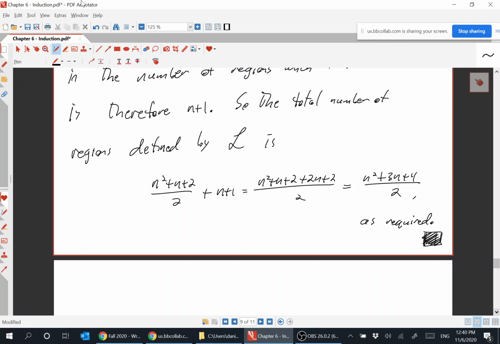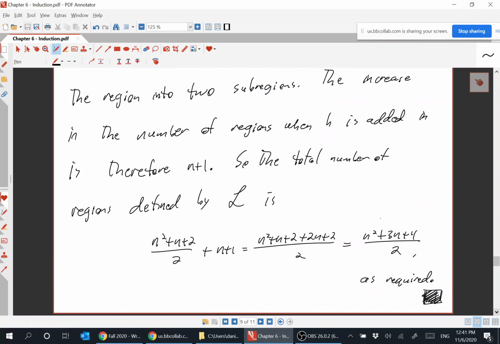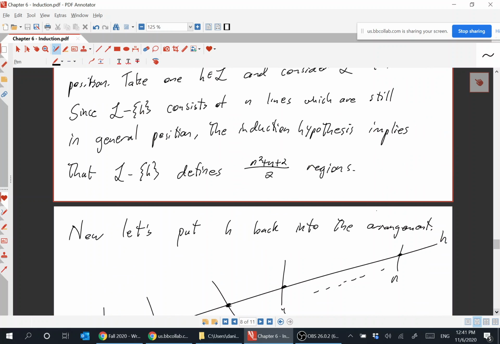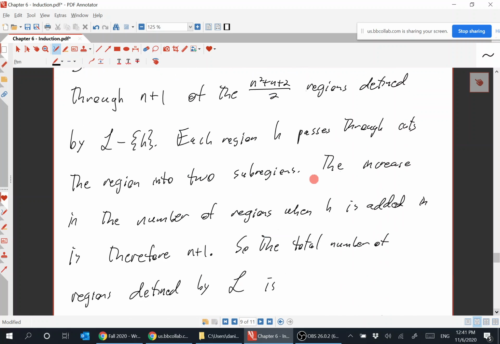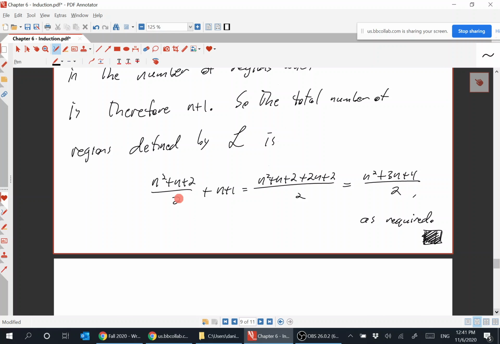Right, that's what we were looking for. That quantity, this polynomial, is right. All right, we wanted that n plus 1 lines gave you this many regions, where this polynomial simplifies to n squared plus 3n plus 4 over 2. And here's how we got it. We started with this many. We increased the number by this many. And these add up to that. Okay?